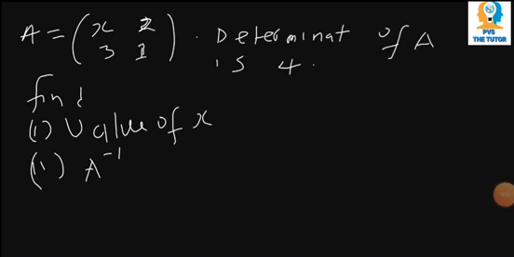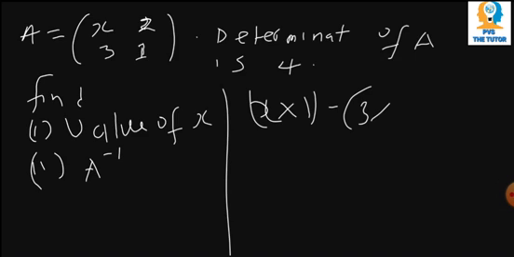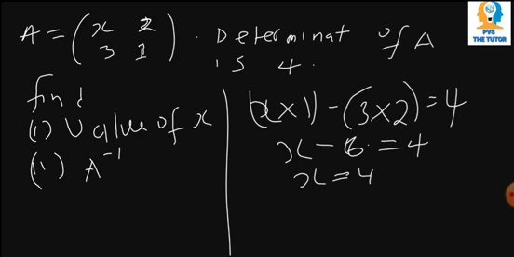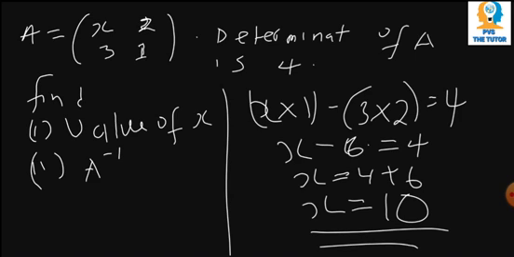Let's look at one more example. We've got matrix A, which is equal to x, 3, 2, 1, and they're saying the determinant of matrix A is 4. And they're saying find the value of x and find the inverse of matrix A. So to find the value of x having the determinant as 4, we know that it's x times 1 minus 3 times 2, that will give us 4. That's a determinant. So here we've got x minus 6, that is equal to 4. So x is equal to 4 plus 6, and hence x is equal to 10. So the value of x is 10.